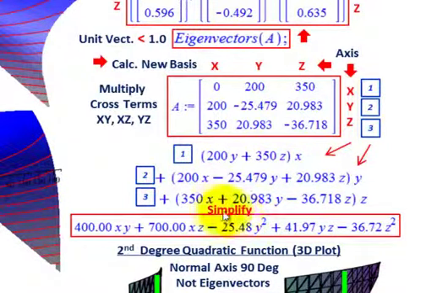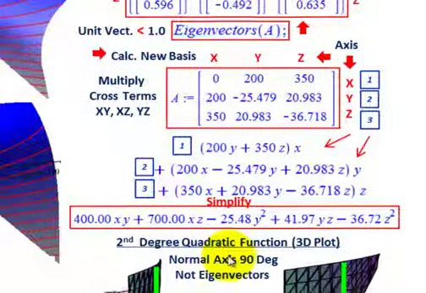Then, again, you have to use some computer software. I'm using MapleSoft again, and simplify that, and you're going to come up with an equation: 400 times x times y plus 700 times x times z minus 25 times x squared plus 41.97 times yz minus 36.72 times z squared. So what we have here is a second degree quadratic function in a 3D plot. No reason we wouldn't be looking at this, but this is going to tell us what we're talking about when we're fitting this equation to our new set of eigenvectors.